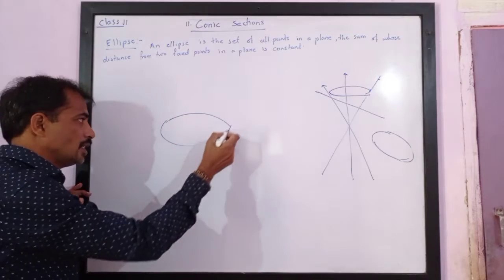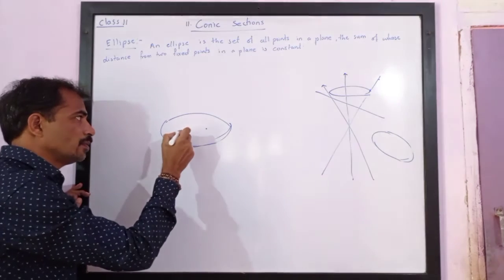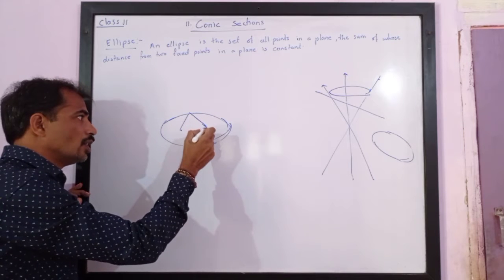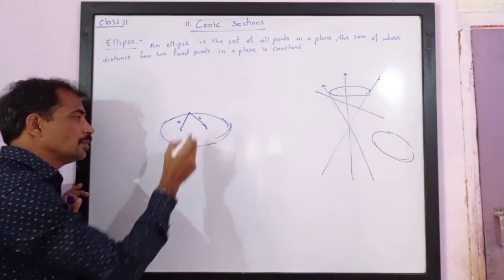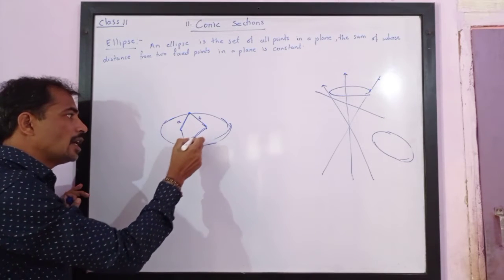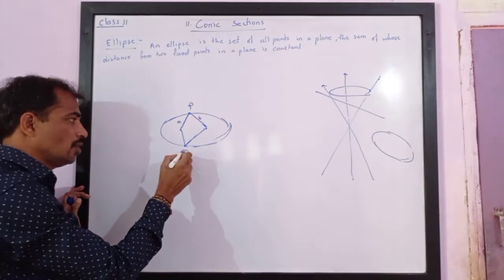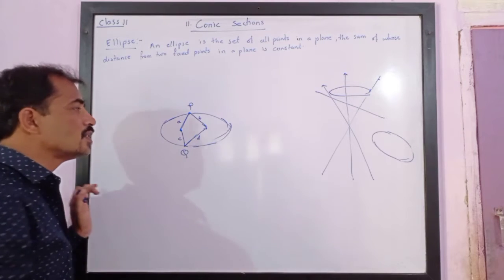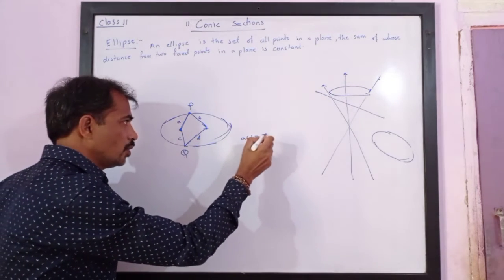So if this is an ellipse and there are two fixed points, from these two fixed points take the distance of any point on the curve. If these distances are A and B, and there exists another point anywhere on the curve, imagine this is point P and this is point Q, at a distance C from one fixed point and a distance D from the other fixed point, then you will notice that A plus B is equal to C plus D.